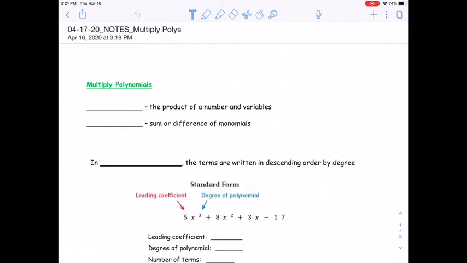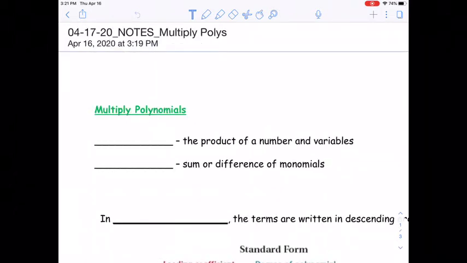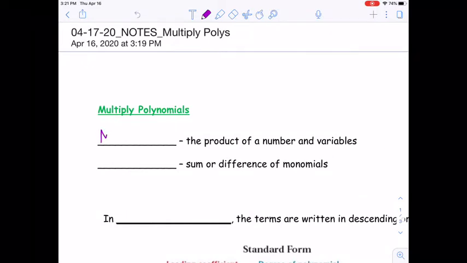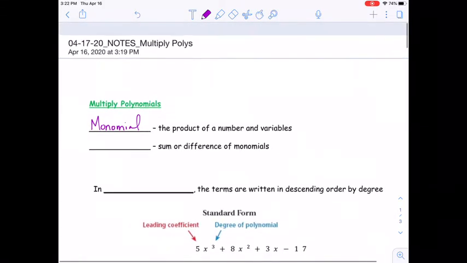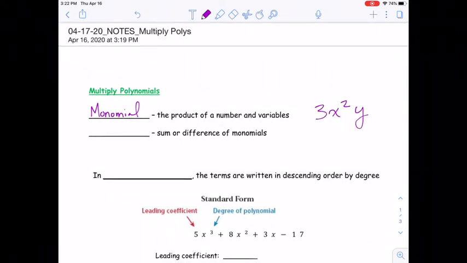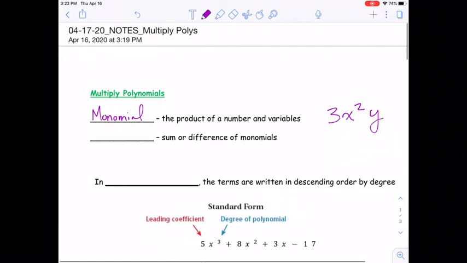Yesterday, you worked on adding and subtracting polynomials. Today, we're going to work on multiplying polynomials. Remember, there are monomials and polynomials. A monomial is the product of a number and variables, something like 3x squared y. Just multiplying numbers and variables.